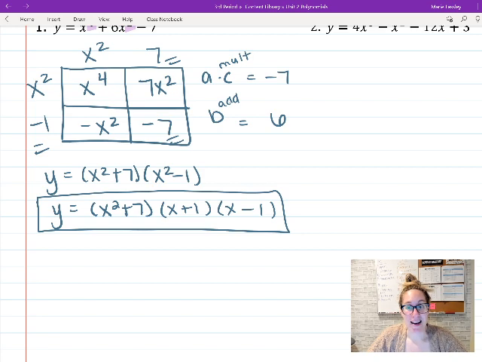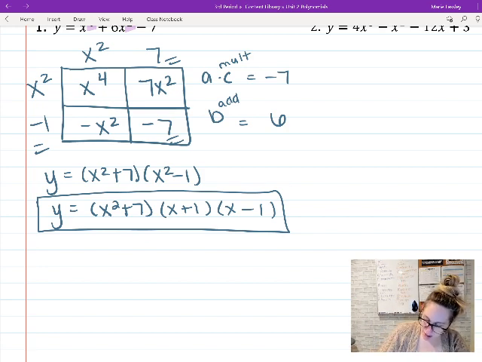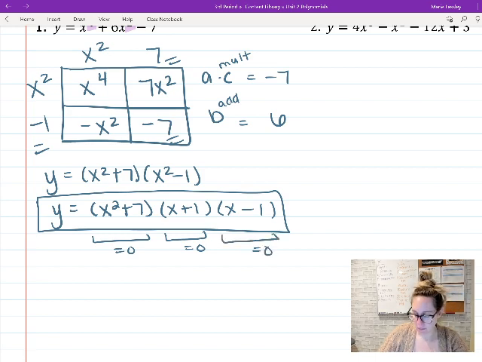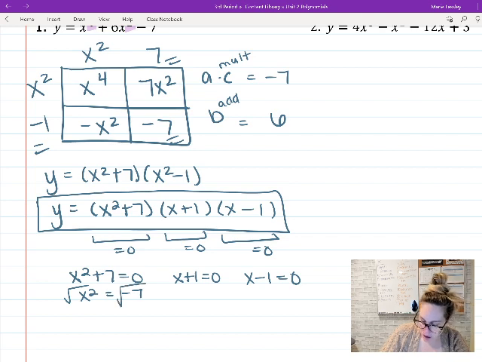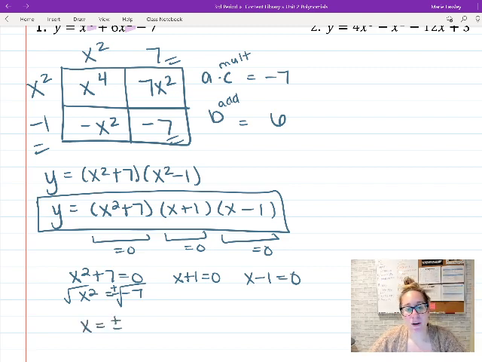Now the next piece that my instructions say to do is to find all of my zeros, which means I'm going to take each one of my factors and set them equal to 0 and solve for x. So I have x squared plus 7 equals 0, x plus 1 equals 0, and x minus 1 equals 0. This is going to give me x squared equals negative 7. I have to square root both sides. Remember, if you take a square root, you must also put a plus or minus. So that's going to give me x equals plus or minus the square root of negative 7.